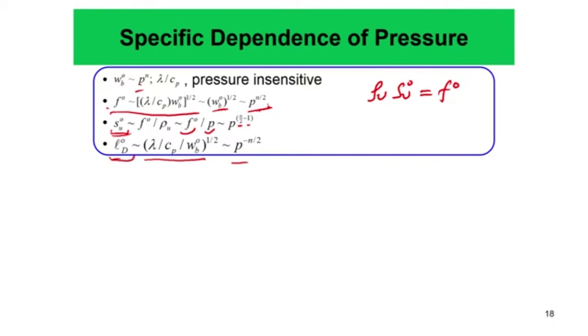Whereas the flame thickness, that is LD0, has a clear negative dependence because omega B appears in the denominator in this case. So F0 goes up with pressure, SU can go up or down but mostly goes down with pressure, whereas this definitely goes down with pressure. Okay. LD0, the flame thickness, goes down with pressure. So, the higher the pressure, the smaller the flame thickness becomes.